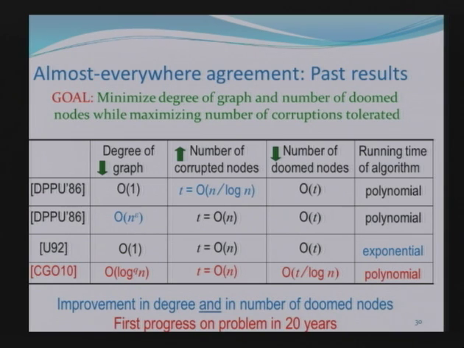And in fact, we even succeed in reducing the number of doomed nodes. The number of doomed nodes is t over log n. So it's reduced, as opposed to the earlier cases where it was t. The running time of our algorithm is now polynomial.